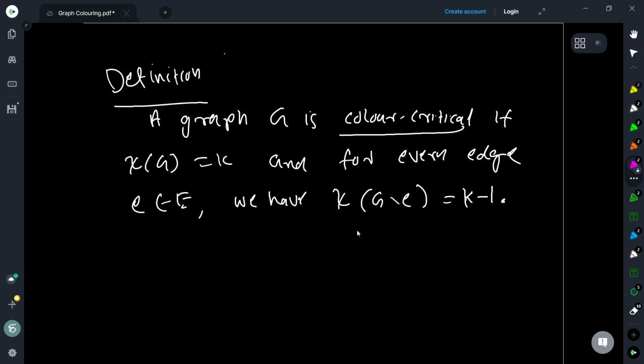Okay, so here is another definition just to give you some questions to work with, maybe not discussing much in this at the moment. A graph is said to be color critical or k color critical if the chromatic number of G is equal to k, and for every edge in the graph, if you remove that edge, the chromatic number of G minus e is equal to k minus 1. So every edge is critical. If you remove any edge, the chromatic number decreases. If you have all the edges, then the chromatic number is equal to k. Such a graph is called k color critical or k critical.